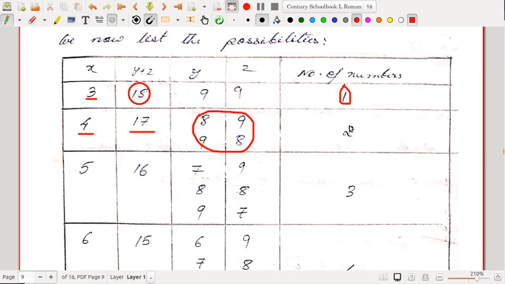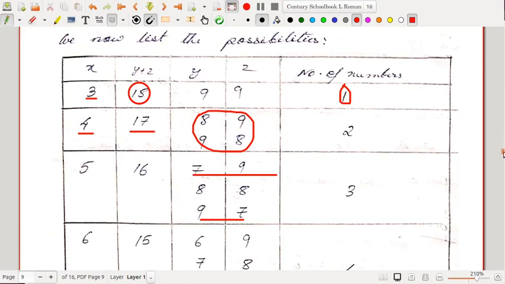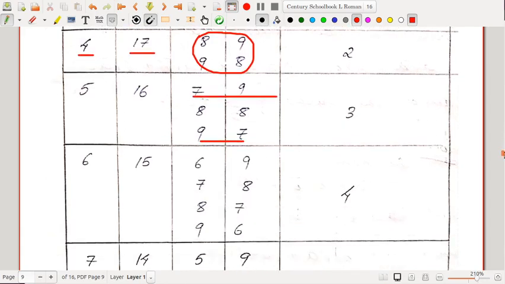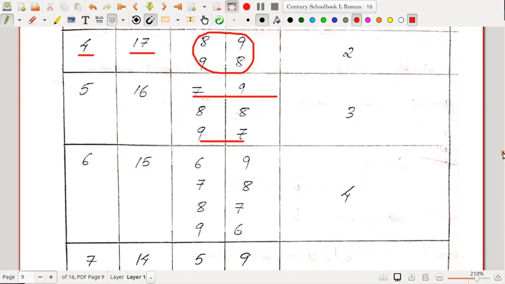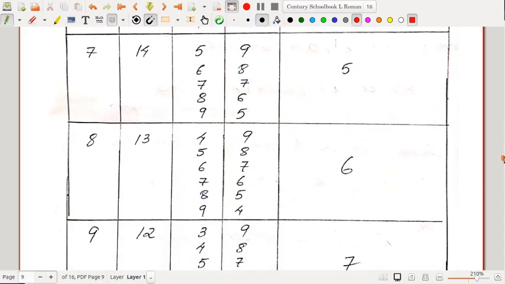So there are two such numbers here. If x is 5, then y plus z is 16, and for that there are 3 possibilities. Okay, so we have listed it here. If x is 6, then y and z have 4 possibilities. If x is 7, they have 5 possibilities, like that.